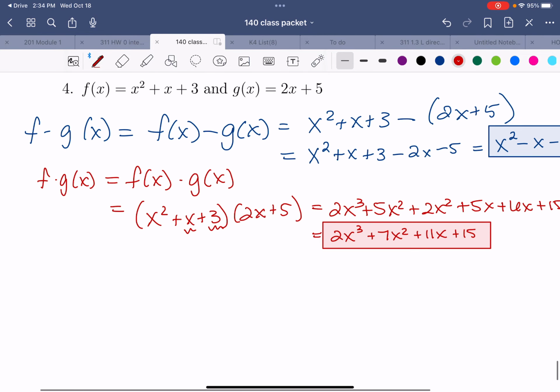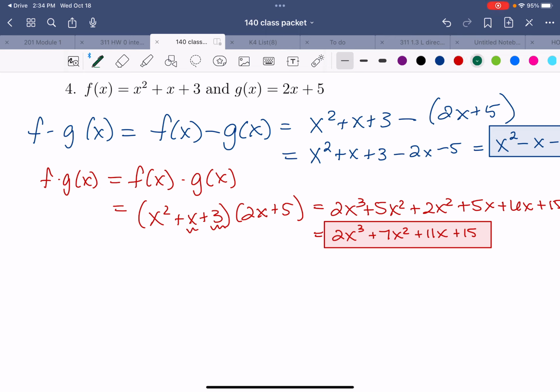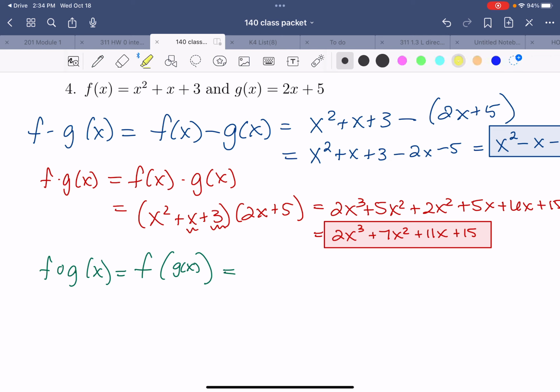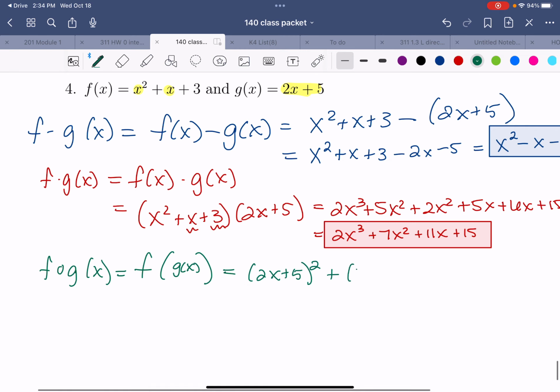And then we want to compose in both directions. So we want f composed with g of x. So that is our f with g of x inside. So that means I'm taking the g of x and I'm plugging it in wherever I see an x. So I'm going to have (2x plus 5) squared plus 2x plus 5 plus 3.